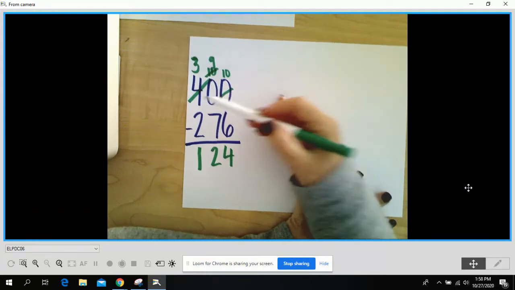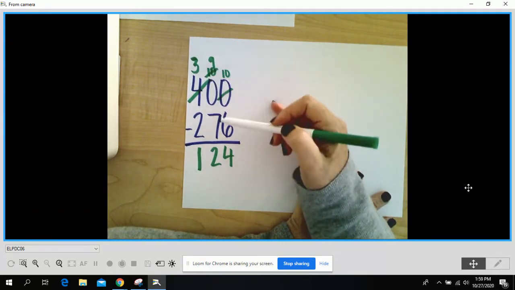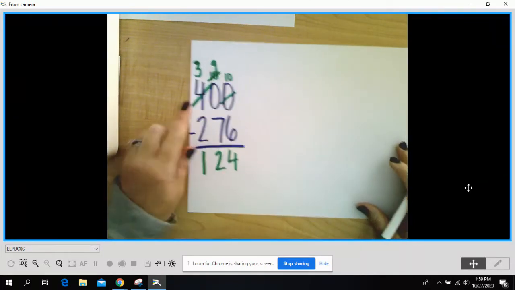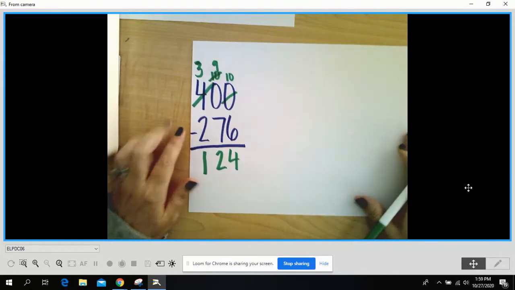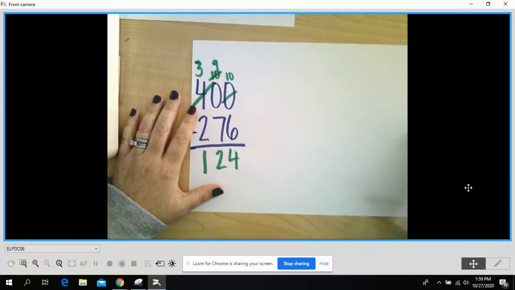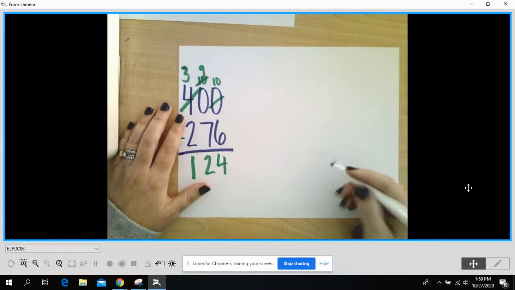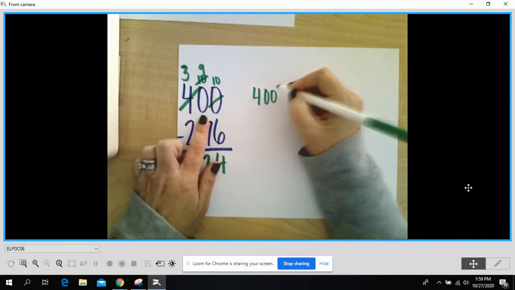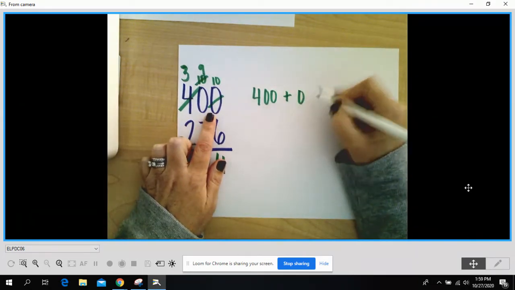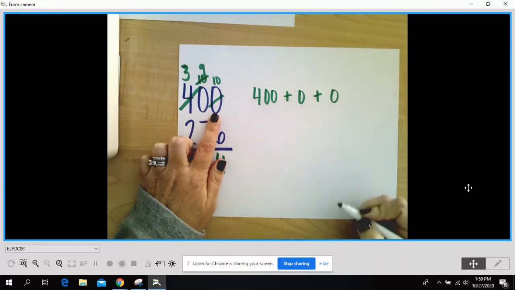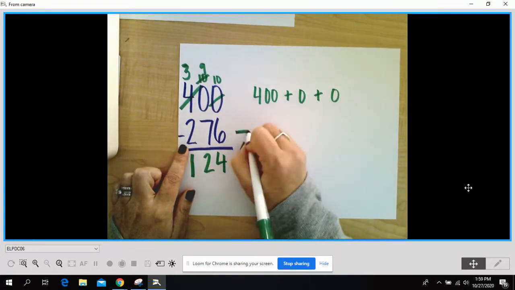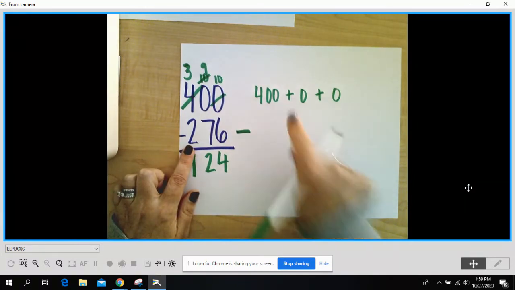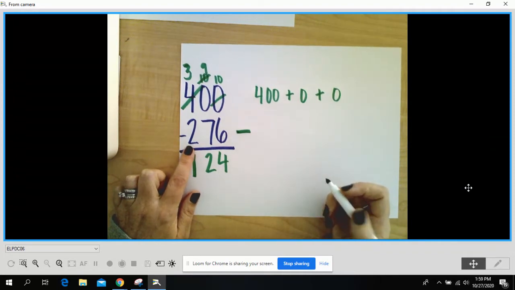So I want you to realize that all we did was move the values around. We didn't change the value. It still equals 400. Remember when we borrowed across zeros in the tens place and we put the problem in expanded form? Let's do that to show what this regrouping really means. The value of the 4 is 400. The value of this 0 is 0, and the value of the 0 in the ones place is also 0 in expanded form. Here's my big old subtraction sign because I'm still subtracting. The reason that there are plus signs there is because I'm putting my number in expanded form.